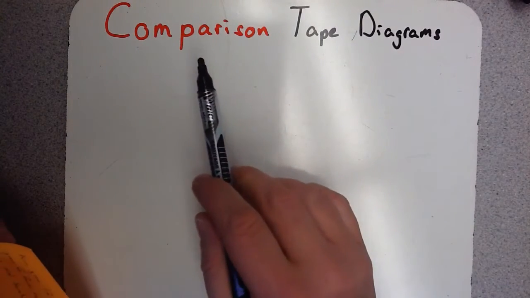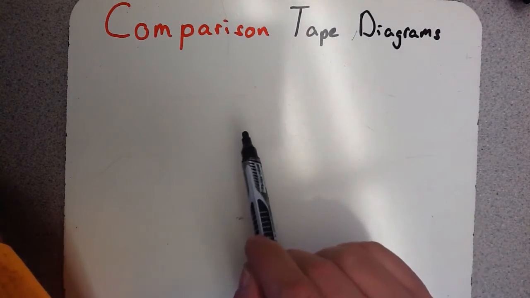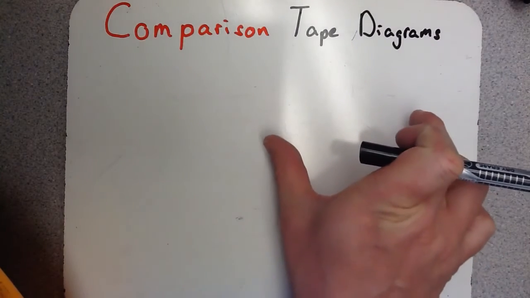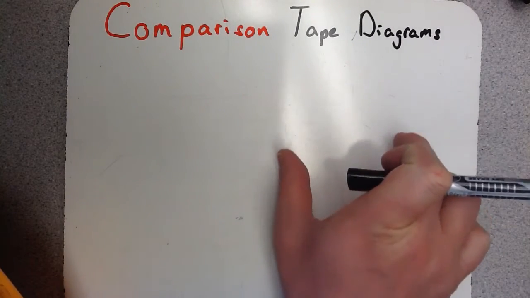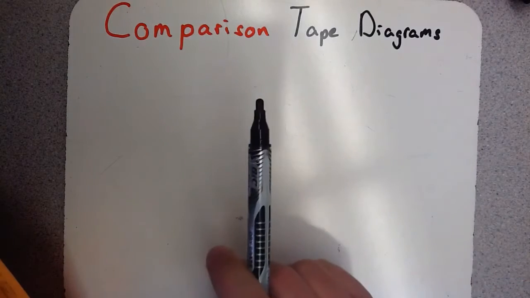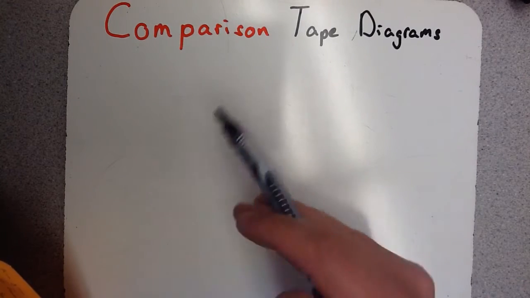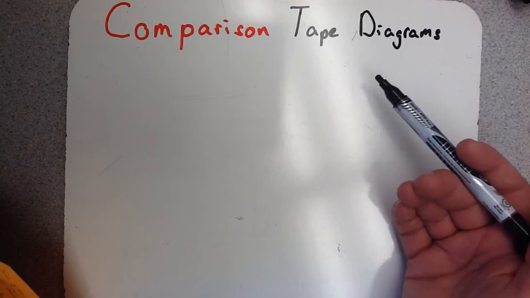Hello. Today we're going to look at comparison tape diagrams. Now, a comparison tape diagram is when we use tape diagrams to compare two or more things. We're going to look at three different word problems and how to solve them using these comparison tape diagrams.